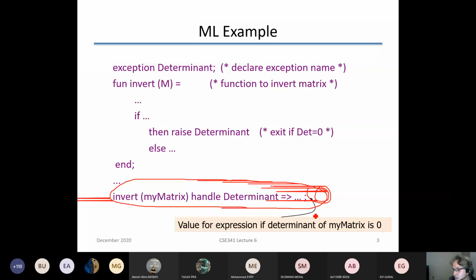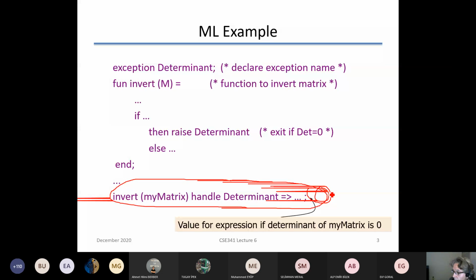Or if Mehmet wrote this one, he would be returning all zeros. Maybe now I can decide here what to put here. Not maybe, but now, as a user of this invert function, I am deciding what to do. Of course, now, this doesn't need to be just one level, right?